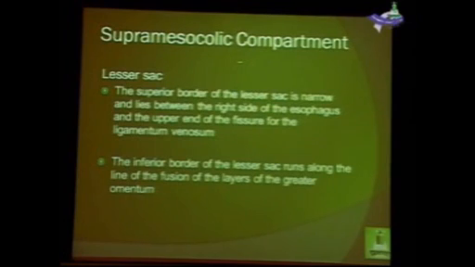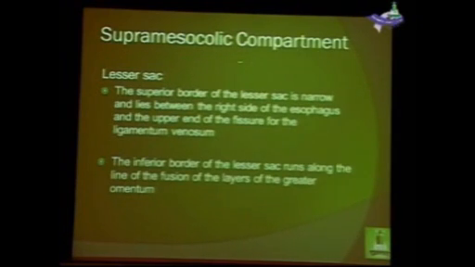Less important actually to know are the borders of the lesser sac, but for completion we'll mention these. The superior border of the lesser sac is narrow. If you can imagine, it's on the superior side, so it's a narrow space between the right side of the esophagus and the fissure on the posterior side of the liver where the ligamentum venosum lies.